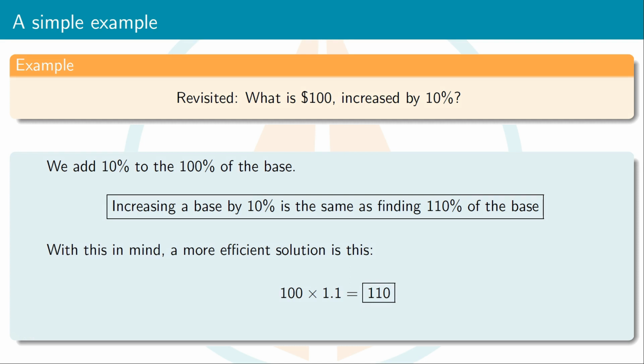In this case, 1.1 is the rate per 1, which is equivalent to 110%. The base is 100, so the product is 110. We obtain the same result, but in this case, we find 110% of $100.